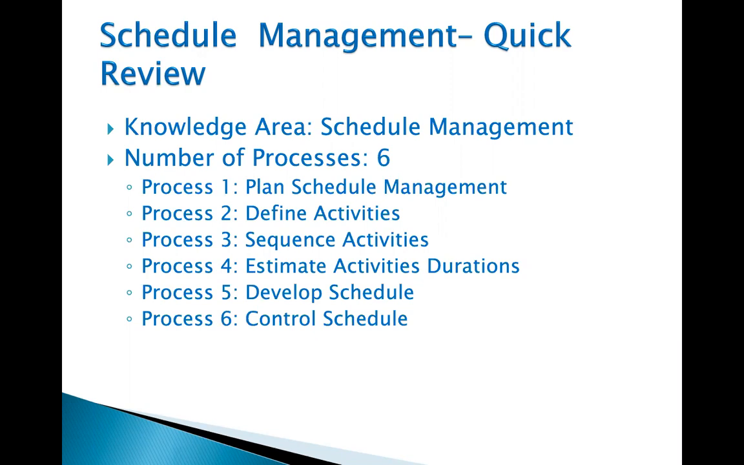Process number 1, plan schedule management. Then we have to define the activities. Then we need to understand what is the relationship between activities, or what are the dependencies. So that's why we need the sequence activities process. Then as soon as you have the activities and the sequence, you are ready to estimate the activity durations. For that process, we saw 3 techniques of how to estimate the duration: analogous estimating, parametric estimating, and 3-point estimating. That was part of the last session last week.